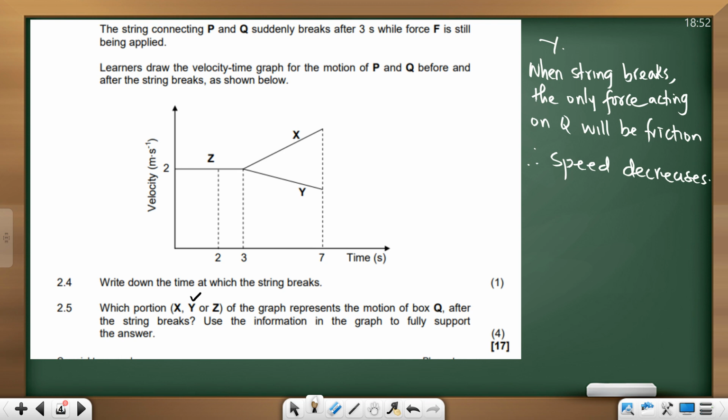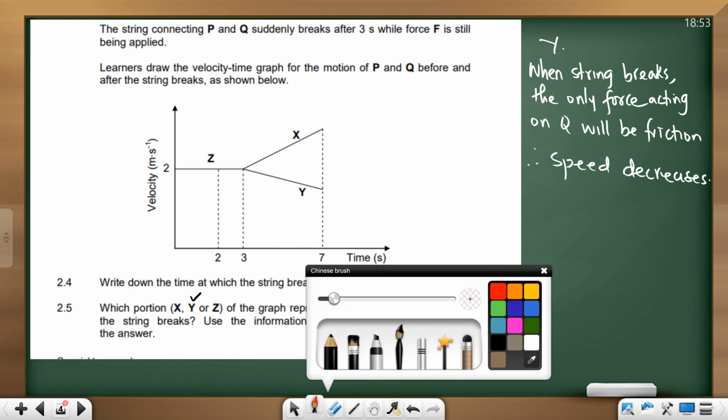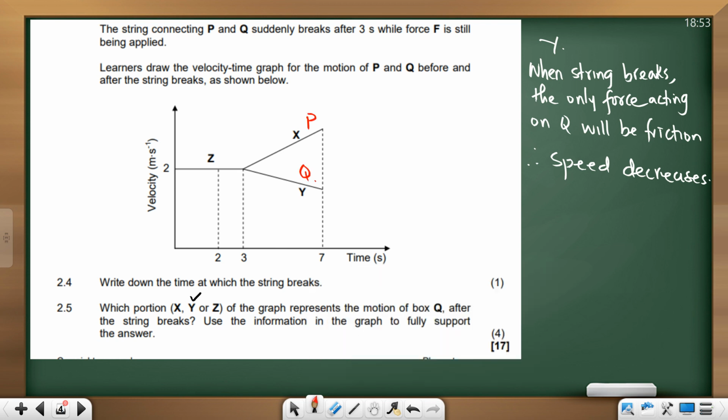Use the information in the graph to support your answer. It was first moving at 2 meters per second. And then what happens? When the string breaks, the only force acting on Q will be friction. And friction cannot be X. X will be the one for P, with the applied force. So this one would be for P, and this one would be for Q.